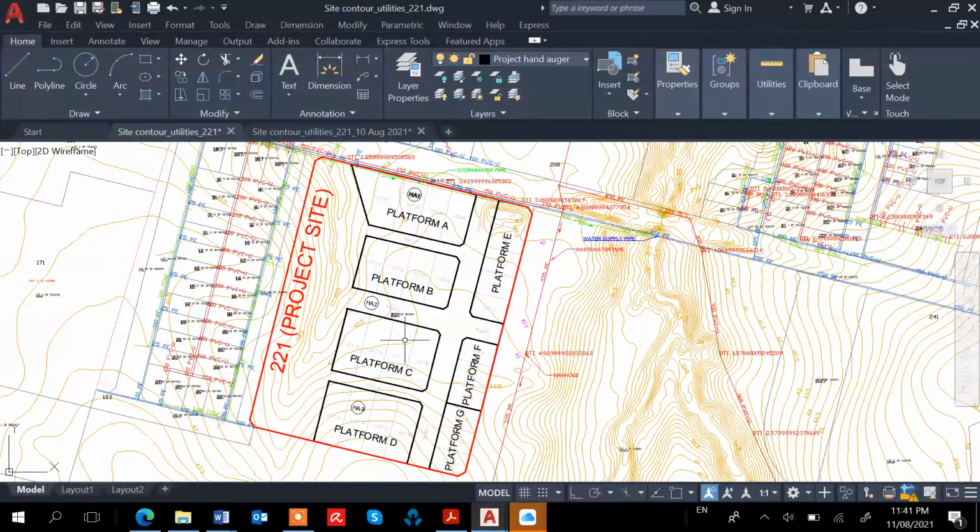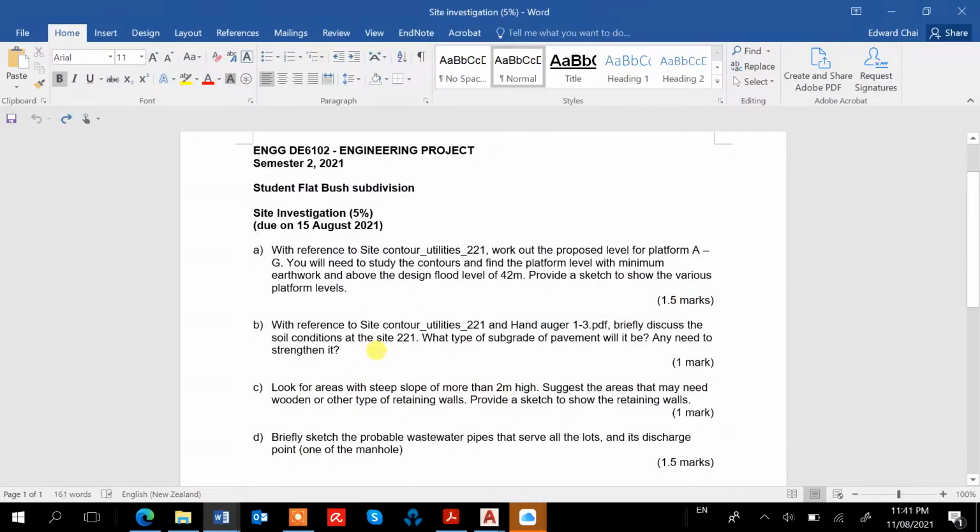You need to give some explanation. What is the effect of these hand auger results? You need to discuss the soil condition at site 221 based on these hand auger results 1, 2, 3. And what type of subgrade of pavement will it be, and does it need strengthening?